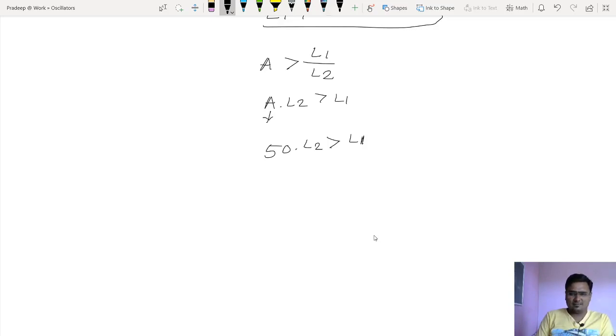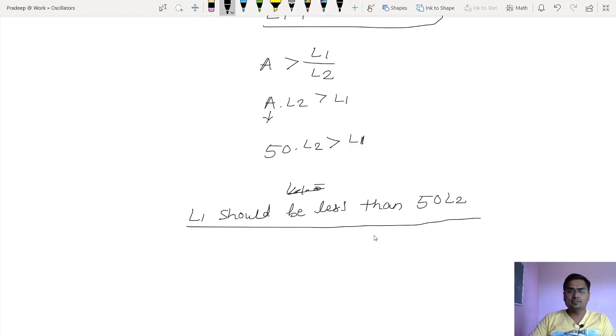Okay. Or something like what I can write. To have this, let me write it in words: L1 should be less than 50 L2. Yes, look at this, L1 should be less than 50 L2. This is the equation I have written in words.